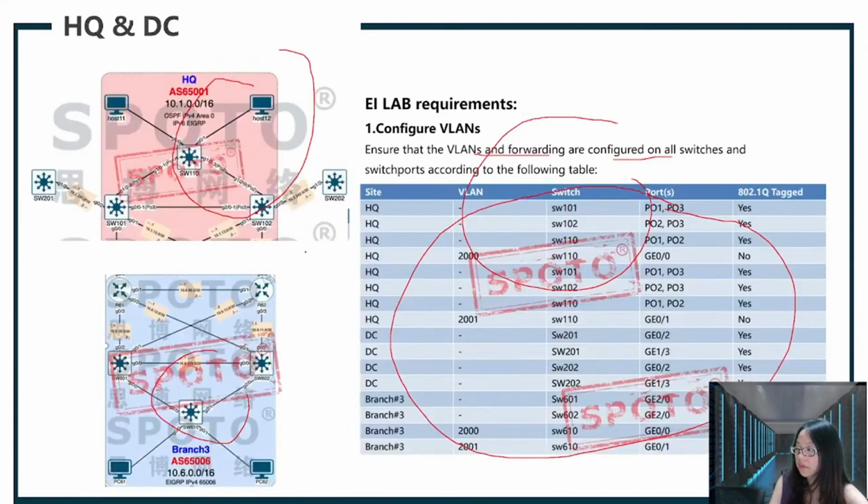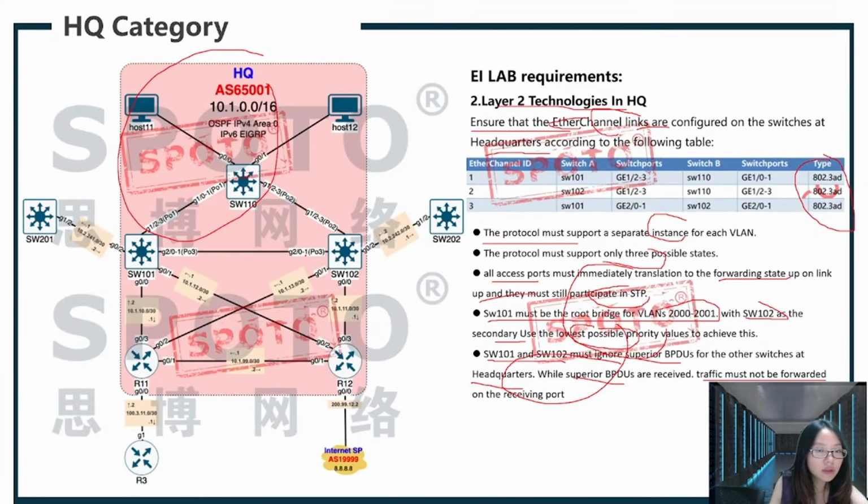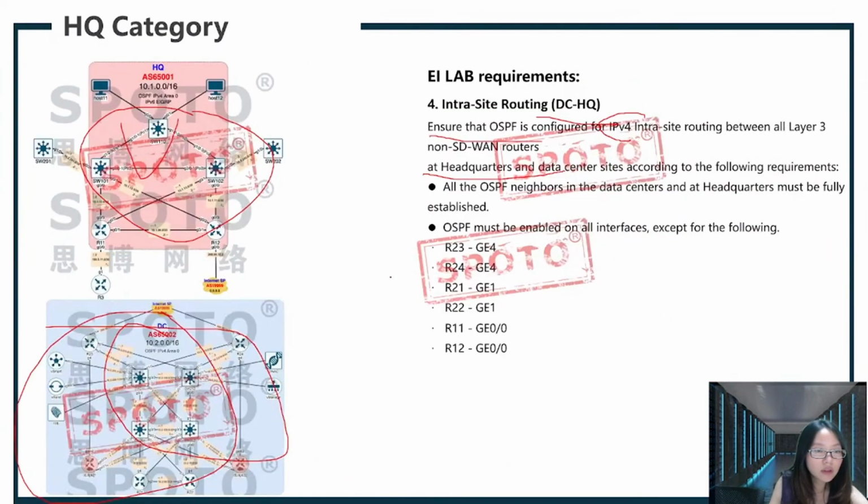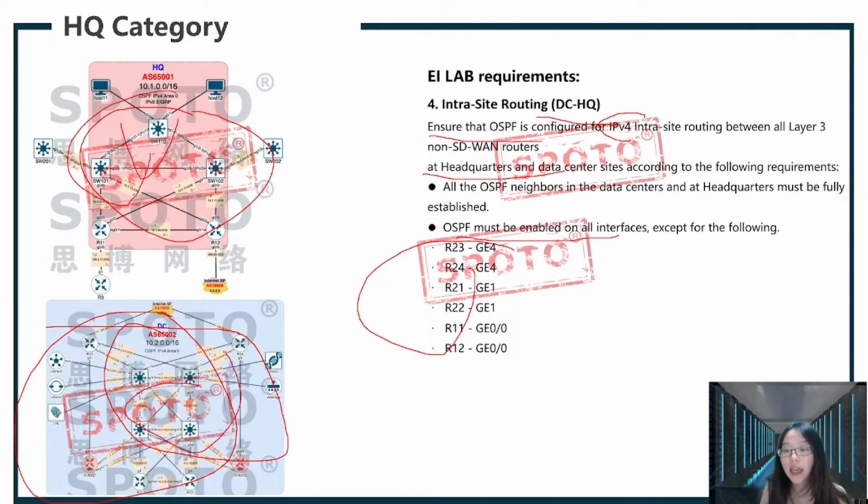And the OSPF must be enabled on all interfaces except for the following. Okay, so in this part, you need to note that if the configuration is correct, but the OSPF neighbor isn't established successfully, try to close the interface and open it again. It may be a bug about this category.